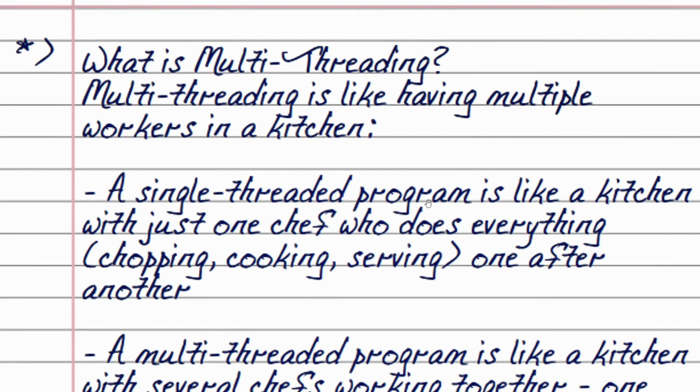A single threaded program is like a kitchen with just one chef who does everything: chopping, cooking, serving, one after another. A single threaded program is like one chef doing all the work, like chopping, cutting, then cooking, serving. Only one chef will do everything. That is nothing but the single threaded program.